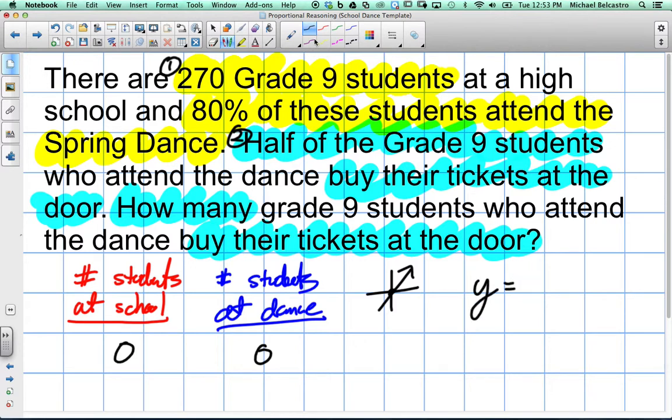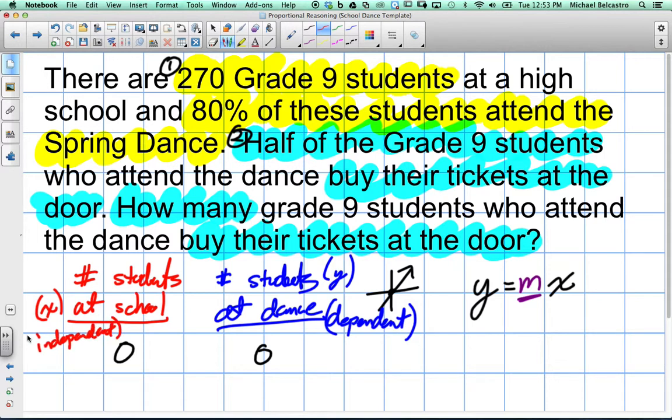So that means we're going to be using this type of formula: y is equal to m, which is our rate, times x. Now luckily, they've pretty much given us our rate. We just have to define our variables. In this case, y is the number of students at the dance. That's going to be our dependent variable. And our x variable is the number of students at the school. That's our independent. So as the number of students at a school increases or decreases, the same would happen to the number of students at a dance, hence y depending on x.